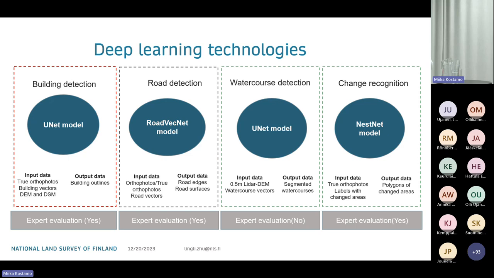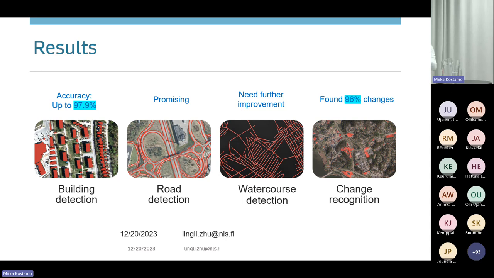So here is the overview of the results that we got from the Autumn project. For the buildings, we got accuracy up to 97.9%, according to our expert evaluation from the National Land Survey.